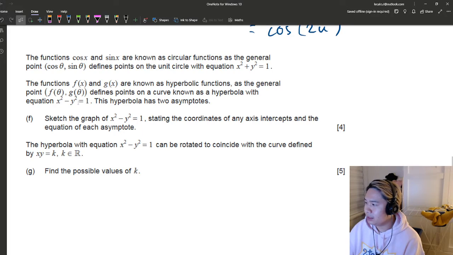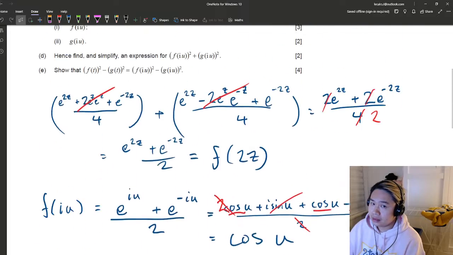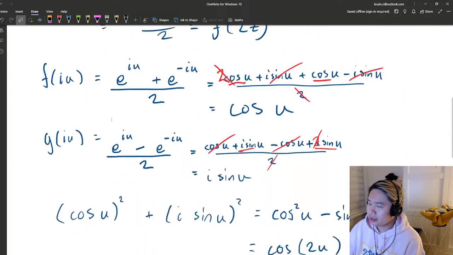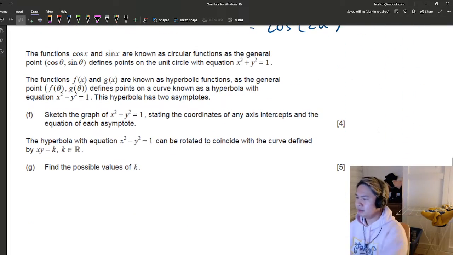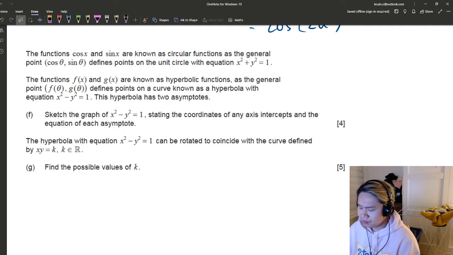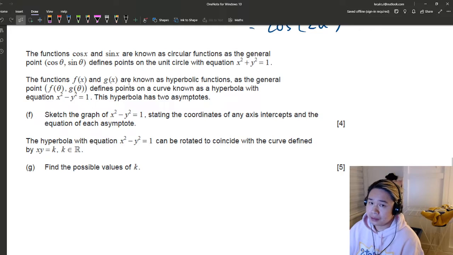And a hyperbola has this equation instead, and it has two asymptotes. So we need to sketch this graph, state the coordinates of the axis intercepts, and the equation of each asymptote. Hyperbolas are part of conics, which are not part of the IB curriculum, so I'm not going to talk too much about them, but you just want to graph this, right?